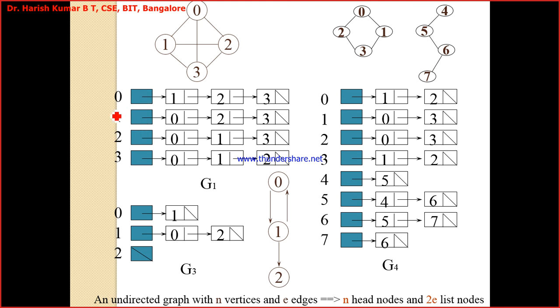Similarly from the node 1 you can go to 0, 2, and 3, and from the node 2 you can go to 0, 1 and 3, and from the node 3 you can go to 0, 1 and 2. So this is the adjacency list, representing a graph using the adjacency list. Now this is the adjacency list for the graph G1, this is the graph G1, and for this graph this is the adjacency list. And similarly for the graph G3, which is a directed graph, you can see here.